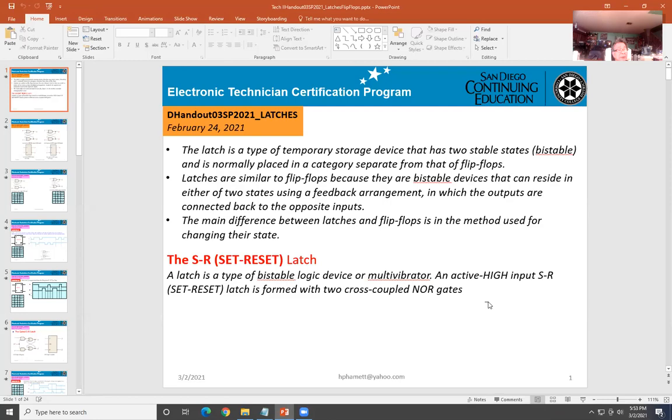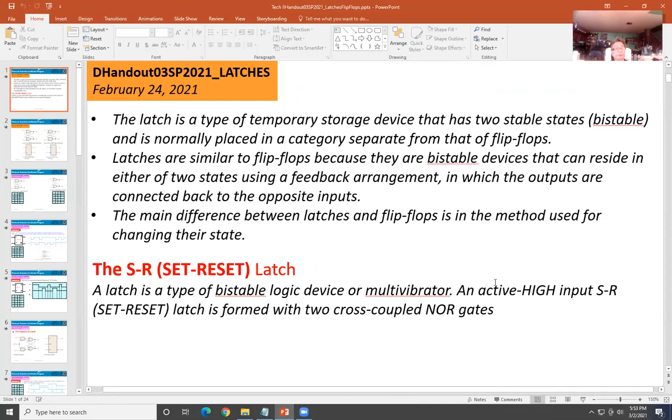Okay. It has two stable states. It's called bistable, which means either zero or one. It is normally placed in a category separate from the flip-flops. Latches are similar to flip-flops because they are bistable devices that can reside in either of two states using a feedback arrangement in which the outputs are connected back to the opposite input. The main difference between a latch and a flip-flop is the method used for changing their state.